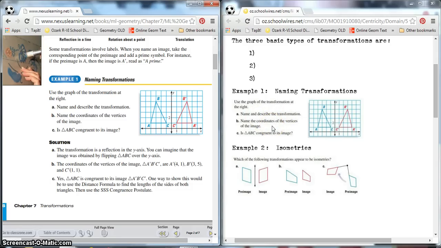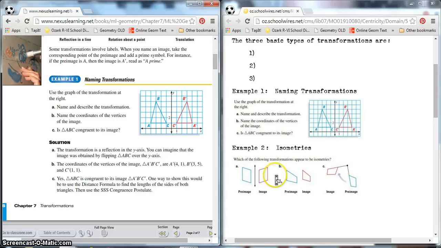Now B, name the coordinates of the vertices. That's pretty simple. A is at 4, 1. B is at 3, 5, and C is at 1, 1. So that's an easy one. And letter C: is ABC congruent to its image? Well, of course it is. That's why we're calling it a rigid transformation. It does not change shape.